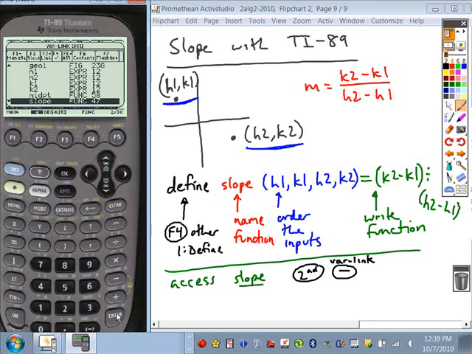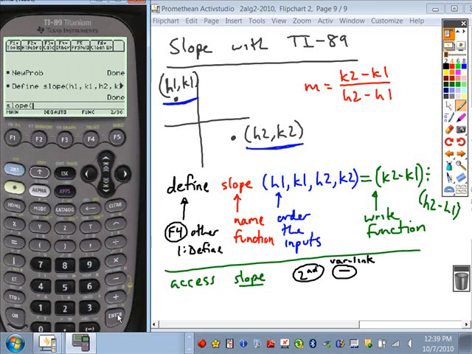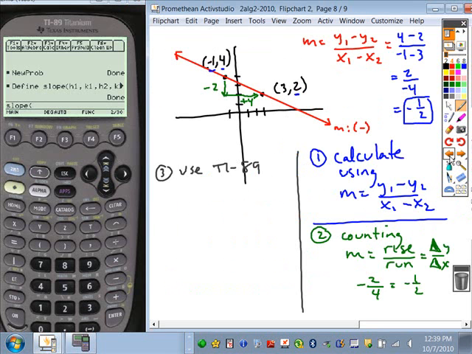So here I'm at slope. So I'm just going to hit slope. You could also, if you wanted to, alpha lock and just type the word slope. Okay, and then you're going to order the inputs that we want to calculate the slope for. So let's say we want to come back to this problem here: -1, 4, and 3, 2. If we want to confirm that we got the right slope for that, we'll just plug them in that order. So -1, comma, 4, comma, 3, comma, 2.